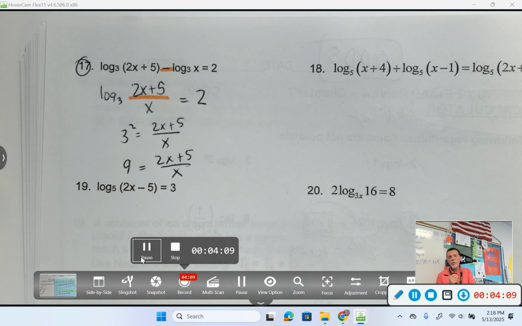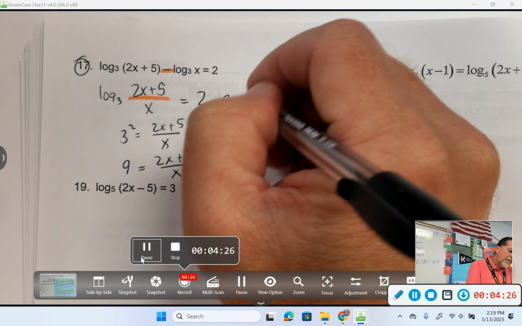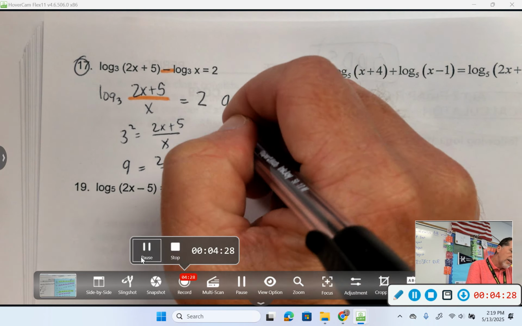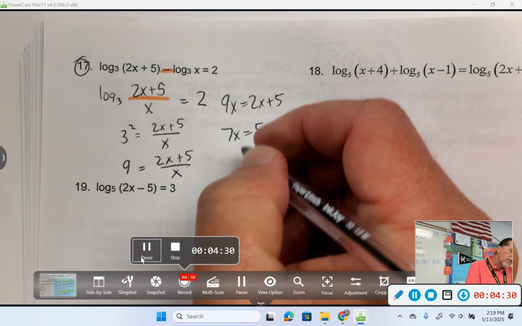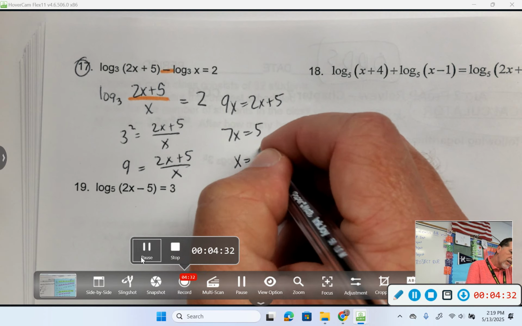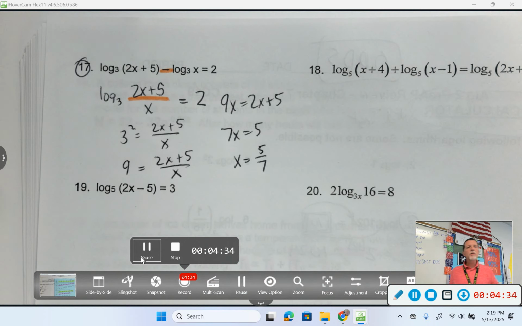Now it's just algebra. I guess I should put quotes around that, like everyone can just do algebra simply. What would you do next to start to solve for x? Multiply by x. So 9x equals 2x plus 5. So 7x equals 5. And x equals 5/7.